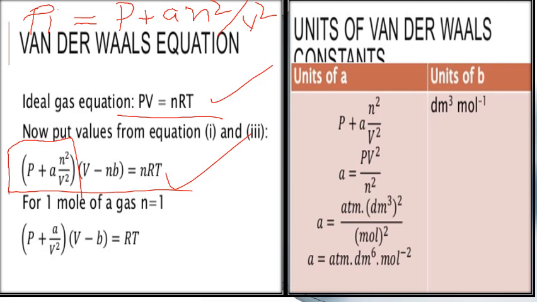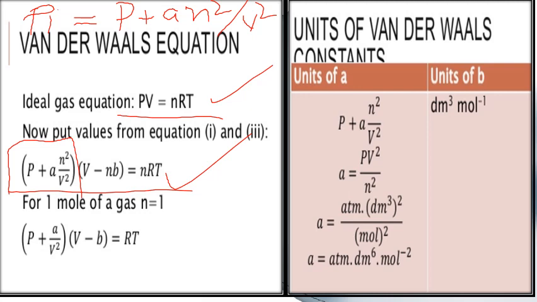If we consider that the number of moles of the gas which is under experimentation is equal to 1, it turns like this: p plus a upon v square, multiplied by v minus b, is equal to RT. This is the van der Waals equation for real gases.